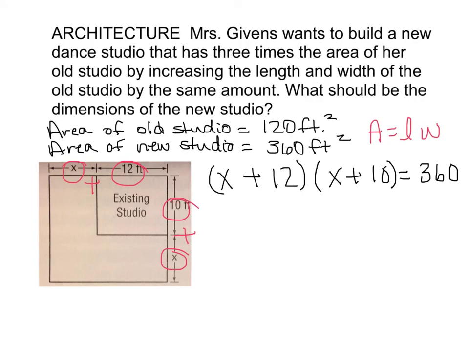Alright, students, so what we're going to have to do is either use distributive property or the FOIL method to multiply these binomials. So I'm going to take a shortcut here and do that. We would have x squared plus 22x plus 120 equals 360.